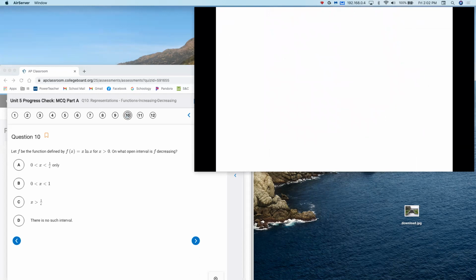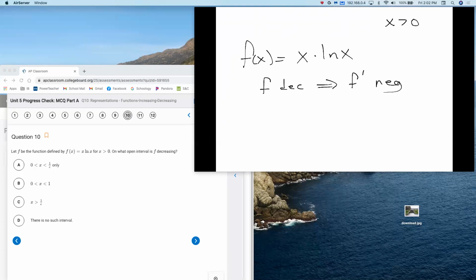So you have this function f, defined by x times the natural log of x, where x is greater than 0. That's an important piece, because it's a restriction of the natural log function anyway. We're trying to figure out when f is decreasing. That's going to happen when f prime is negative, so we need to find a derivative.